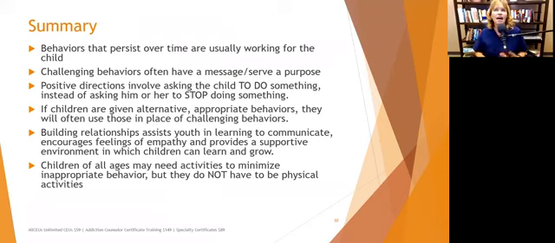Positive directions involve asking the child to do something instead of asking him to stop doing something. So instead of saying, "Stop hitting your sister," say, "When your sister upsets you, I need you to come tell me," or "Go to your room," or whatever the case is that allows Johnny to have another response option. If the child is given alternative appropriate behaviors, they're often going to use those in place of challenging behaviors. They just need them. Building relationships assists youth in learning to communicate, encourages feelings of empathy, and provides a supportive environment in which children can learn and grow.